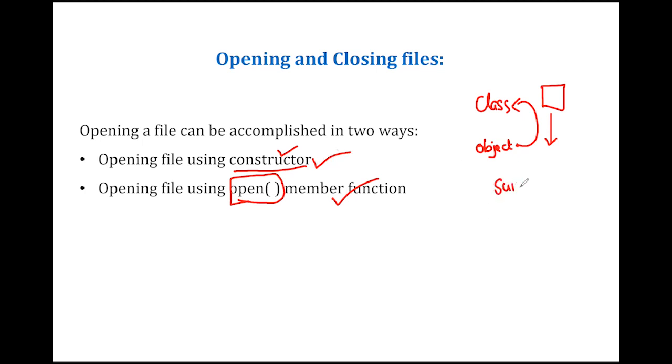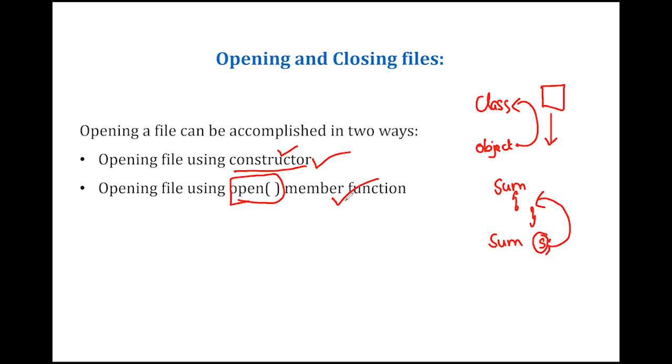For example, if I have a class called sum, and if I am creating an object called s, and if I have a sum constructor within this class, then what is going to happen? As soon as I create an object of this particular class, immediately I'm going to initialize it. A constructor is nothing but it gets initialized as soon as I create an object, isn't it? So the same methodology we are going to see when it comes to opening and closing a file.